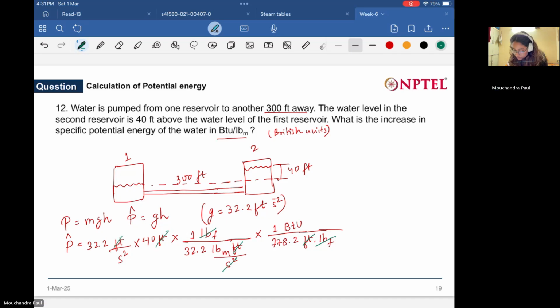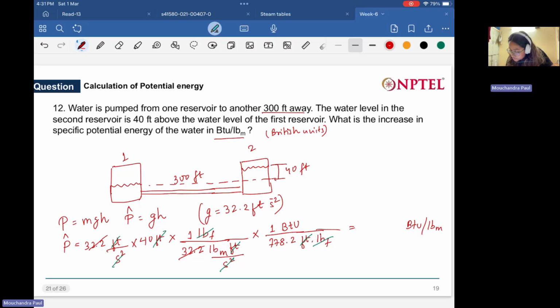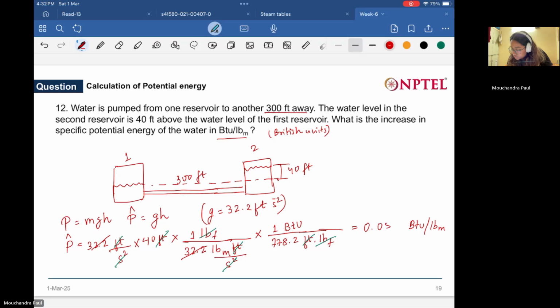So we are left with units of BTU per pound mass. And if you do the calculations, you can see 32.2 is a common term. So basically 40 by 778.2 is 0.0514. This is the specific potential energy in BTU per pound mass. All right, this was quite easy.